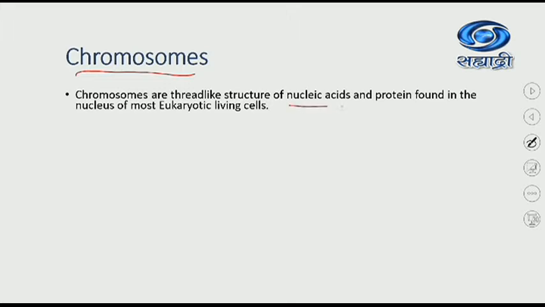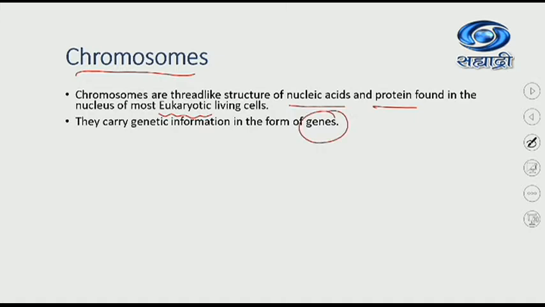They are made up of nucleic acids. They have proteins and they are found in the nucleus of most eukaryotic cells. So these colored bodies, thread-like structures made up of nucleic acid and protein, are found in the nucleus of the eukaryotic cell. Eukaryotic cells have a well-developed, well-defined nucleus. What do they carry? They carry genetic information in the form of genes.